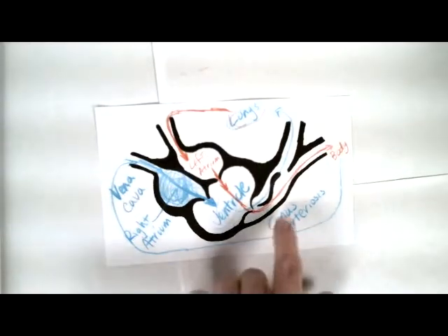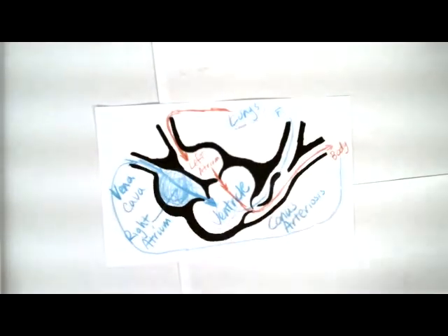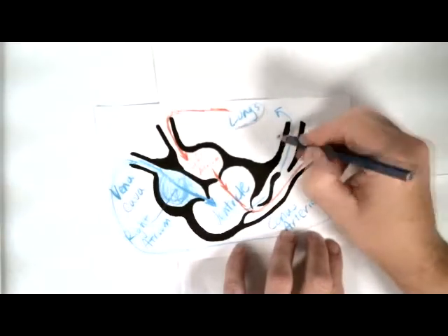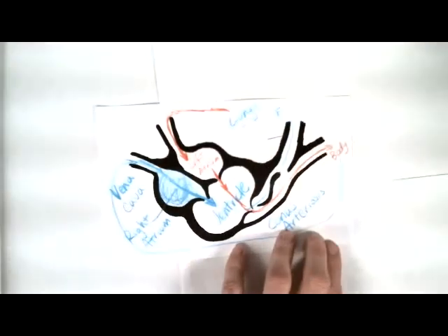Now, here in this conus arteriosus, right after that, we have a couple of structures that you need to be aware of, or arteries. So this is going to be the pulmonary artery.